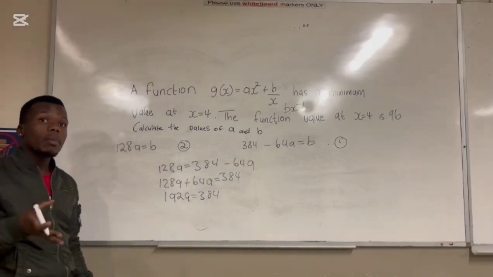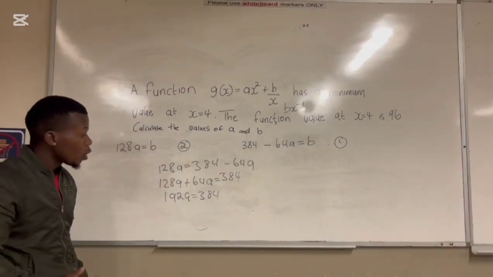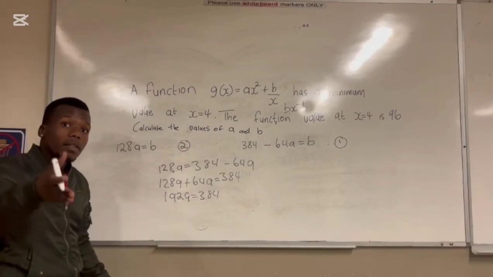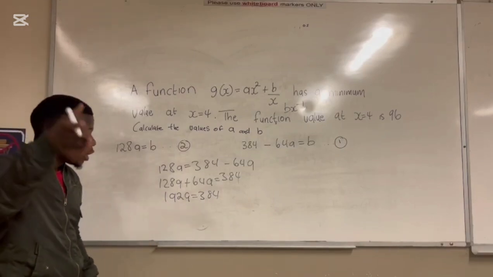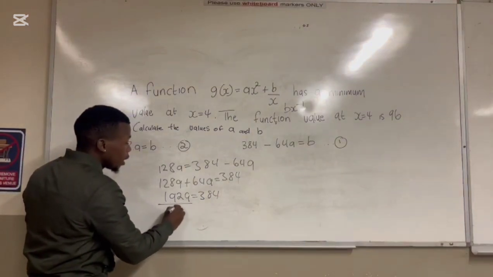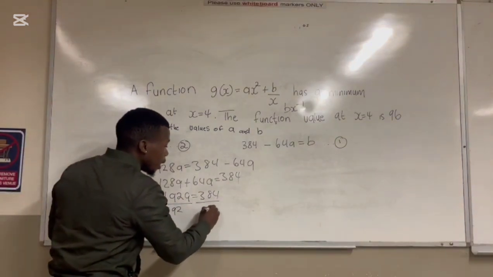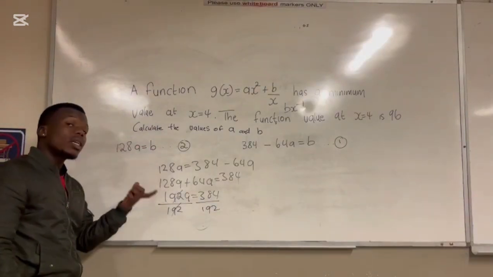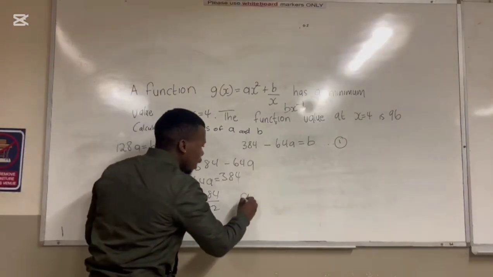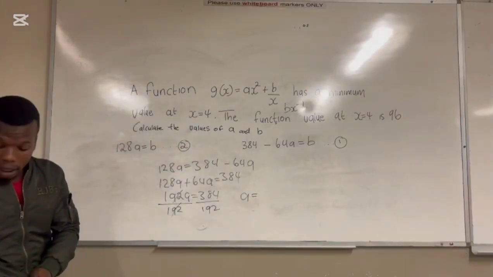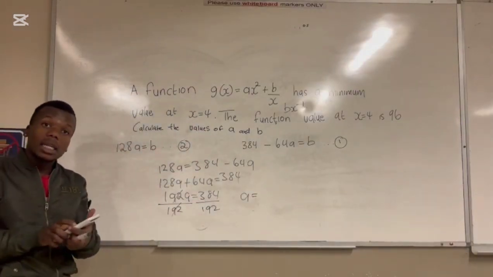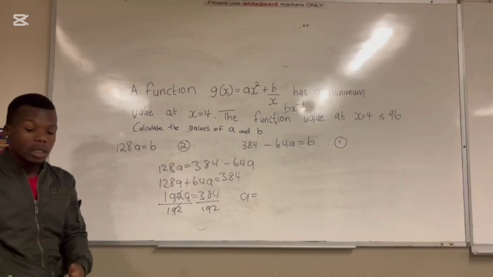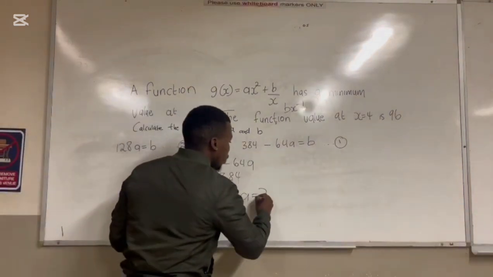And then, my friend, remember I need to make a the subject of the formula, which means that I need to divide by 192. But what you do on the left hand side, you also do on the right hand side. This is going to be divided by 192, divided by 192. Then you cancel this one. On my left hand side, I'm left with a, which is equal to 384 divided by 192. This is 2. Meaning, my friend, the value of a is 2.